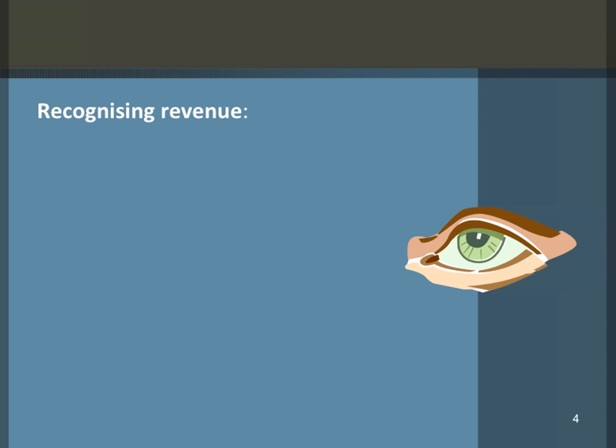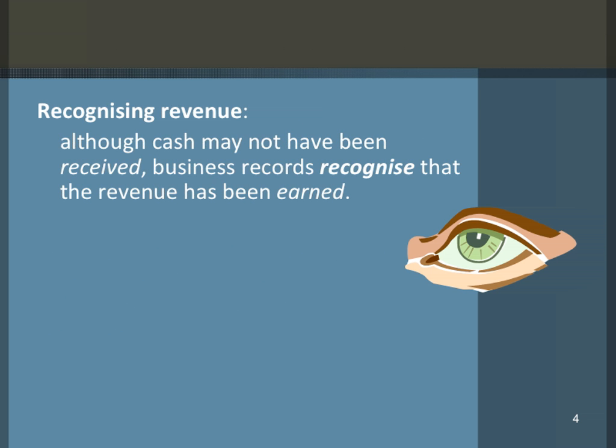So it's important for businesses to recognise when revenue has been earned. Recognising revenue means that although your cash may not have been received from the revenue, it still means you've earned it.